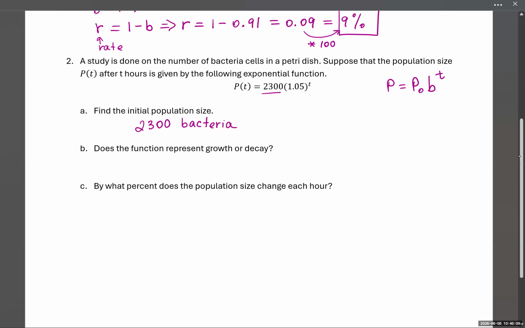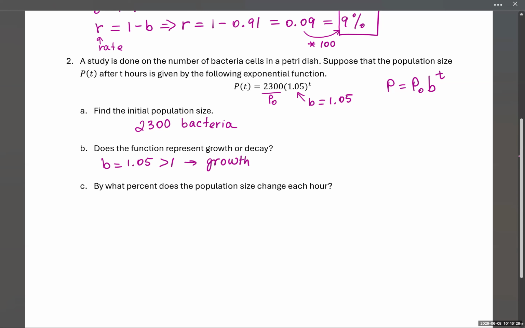Does the function represent growth or decay? So our b, this is P naught, b is 1.05, which is bigger than 1, so this is a growth problem.